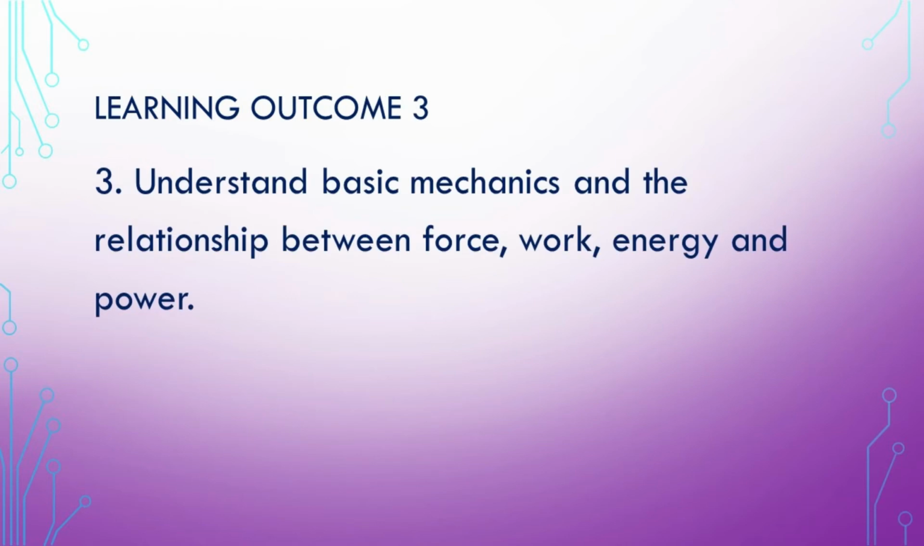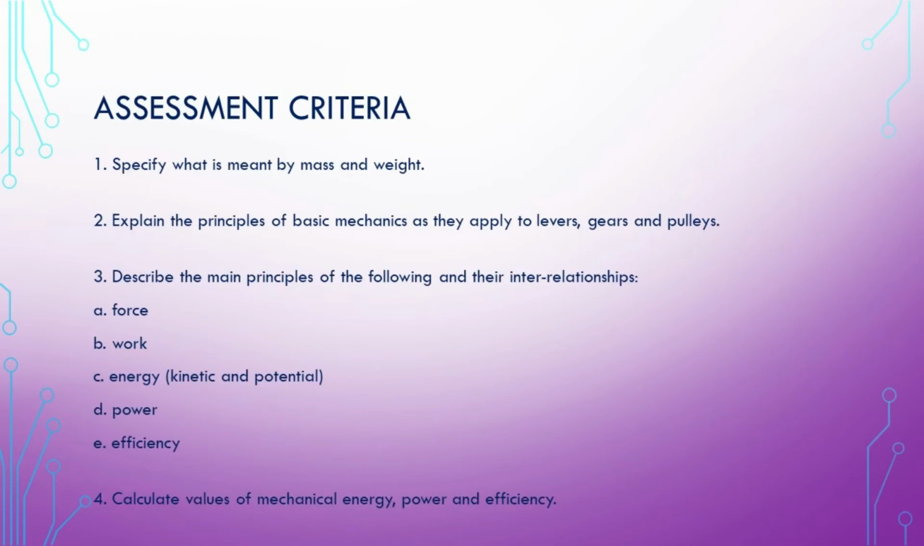Outcome number 3 looks at understanding the basic mechanics and the relationship between force, work, energy, and power. The learner needs to understand how they all interlink together. For the assessment criteria for this particular learning outcome, you need to be able to firstly specify what is meant by mass and weight. Secondly, explain the principles of basic mechanics as they apply to levers, gears and pulleys.